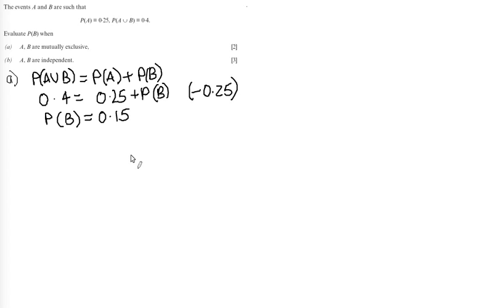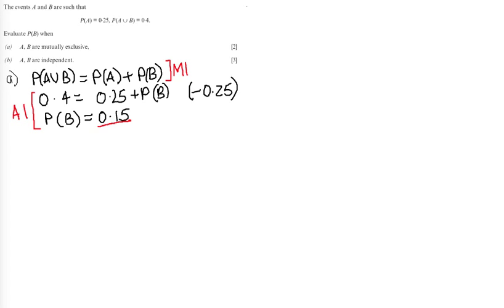Let's have a look at how the marks are awarded. You get a standalone statement mark simply for indicating that the probability of A union B is probability A plus probability of B. You then get an accuracy mark for actually correctly calculating that the probability of B is in fact 0.15. So really, this is the really important part here.